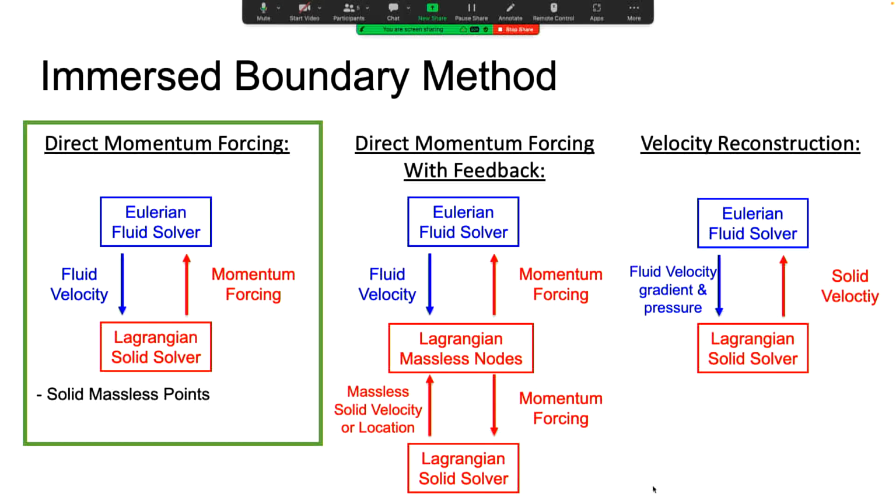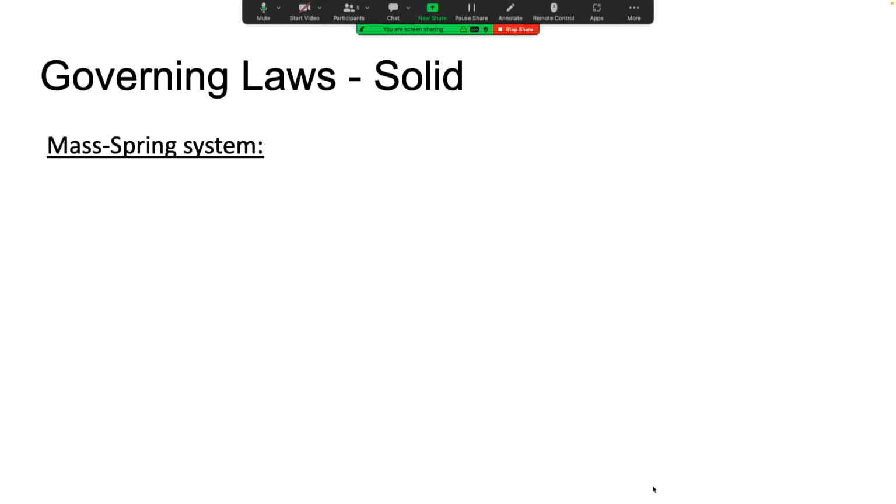So yeah, out of these 3 approaches, we decided to go with the simplest approach and the approach that works for our case, which is the first approach, because the cells in the embryo are barely moving and barely have any inertia to them. So from this, let's go and talk about the governing laws for each body.